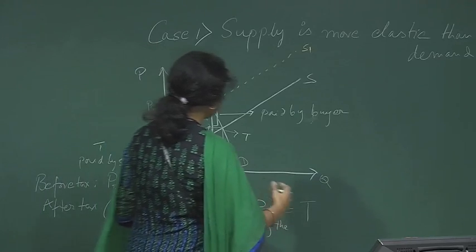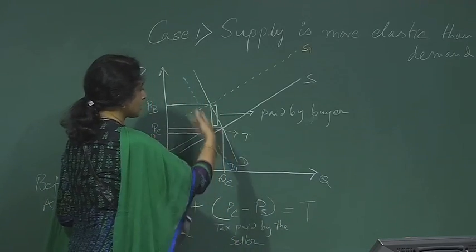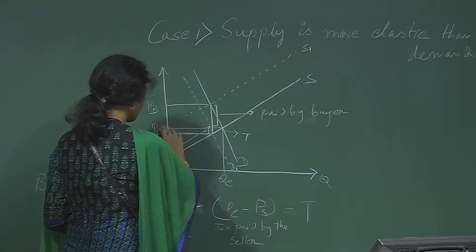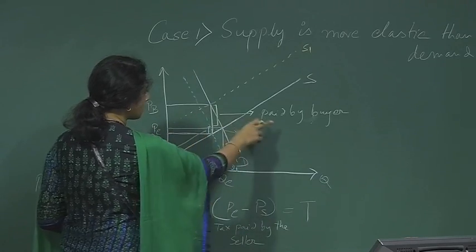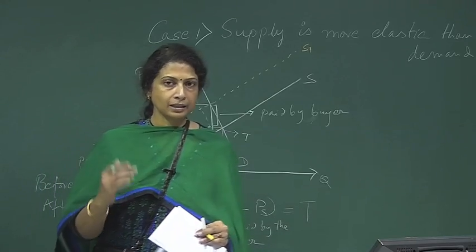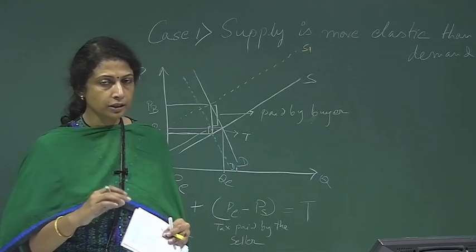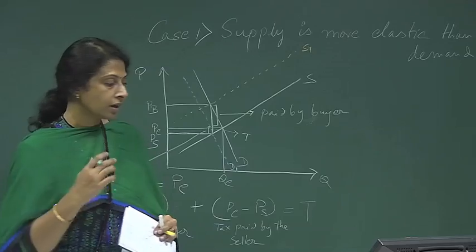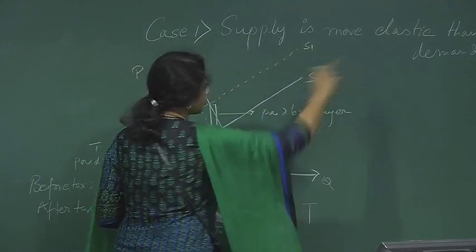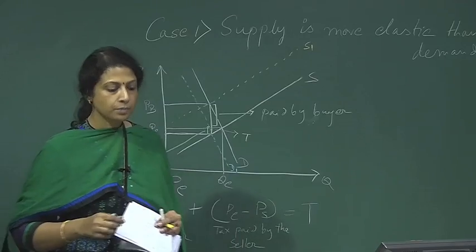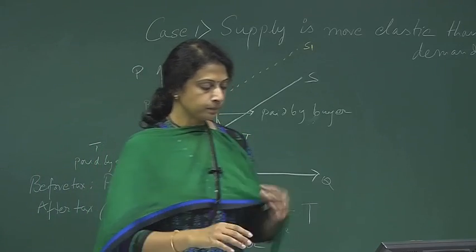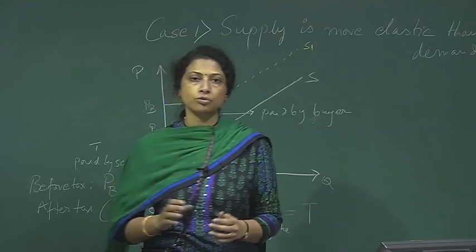So whether the tax has been imposed on the seller or the buyer, in both cases we see in this situation that the buyer ends up paying the major part of the tax, and the incidence, or the tax burden, is less on the seller. So this is what we see in the case where supply is more elastic than demand. Now this is what we illustrated through a diagram.